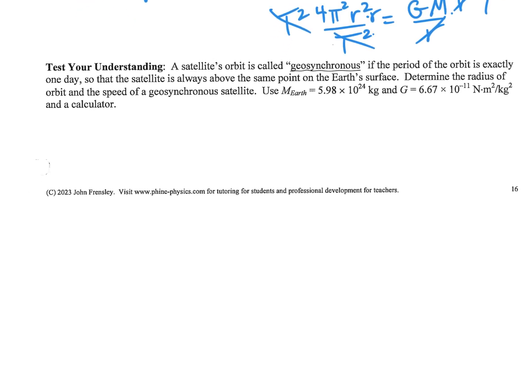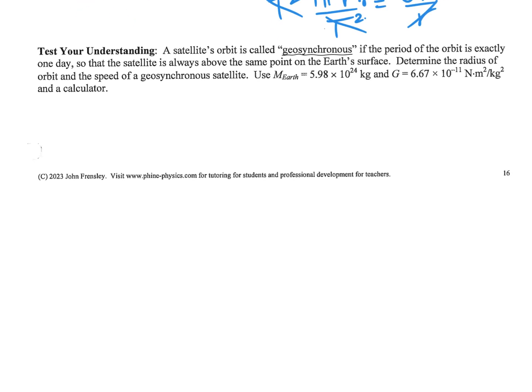All right, so I'm going to finish these notes for you. Geosynchronous means that it is the same period as the orbit of the Earth. So we already know that T is going to be equal to what, 24 hours? But we don't need that in hours. We actually need this in seconds.